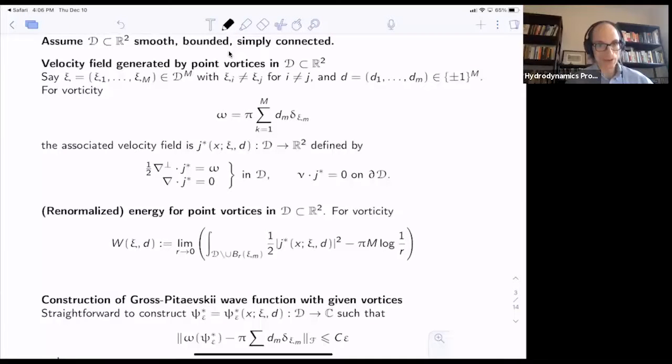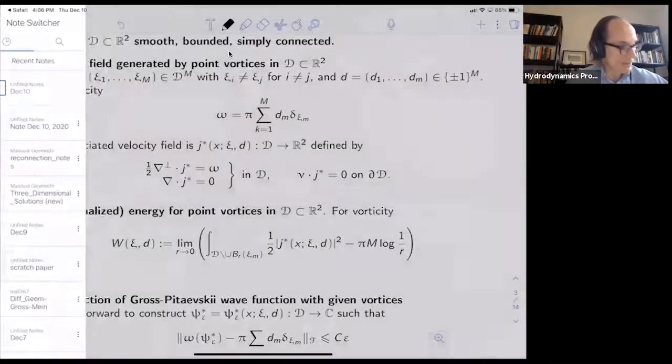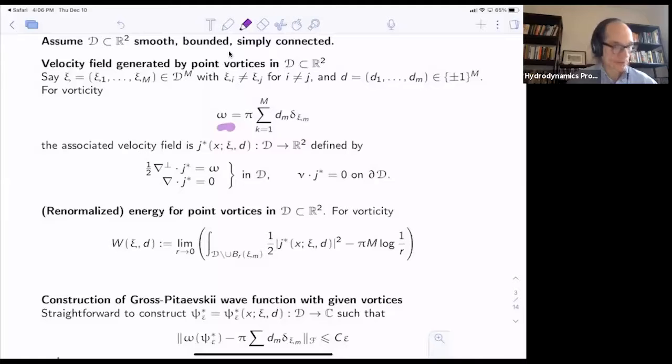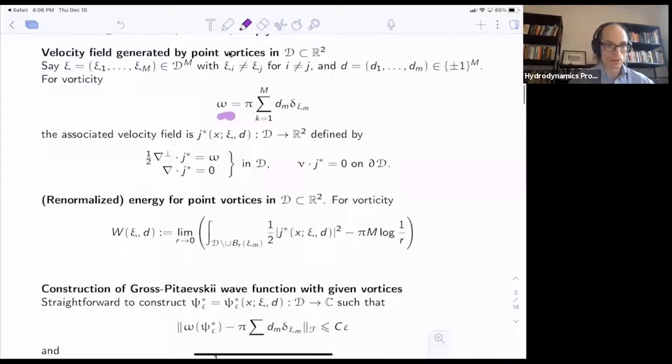This J star is the sort of perfect velocity field, say the Euler velocity field, incompressible, with point vortices given by this sum of delta functions omega, and with tangential flow along the boundary. And then using that, we can define the energy, a sort of renormalized energy, for configurations of vortices.